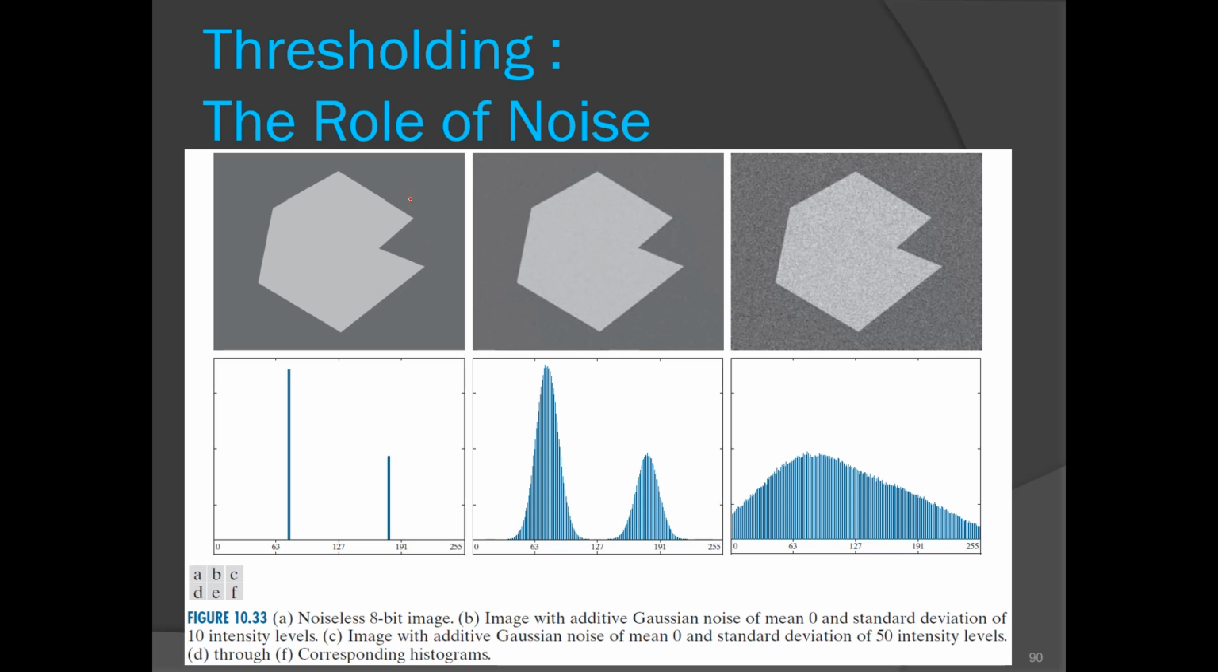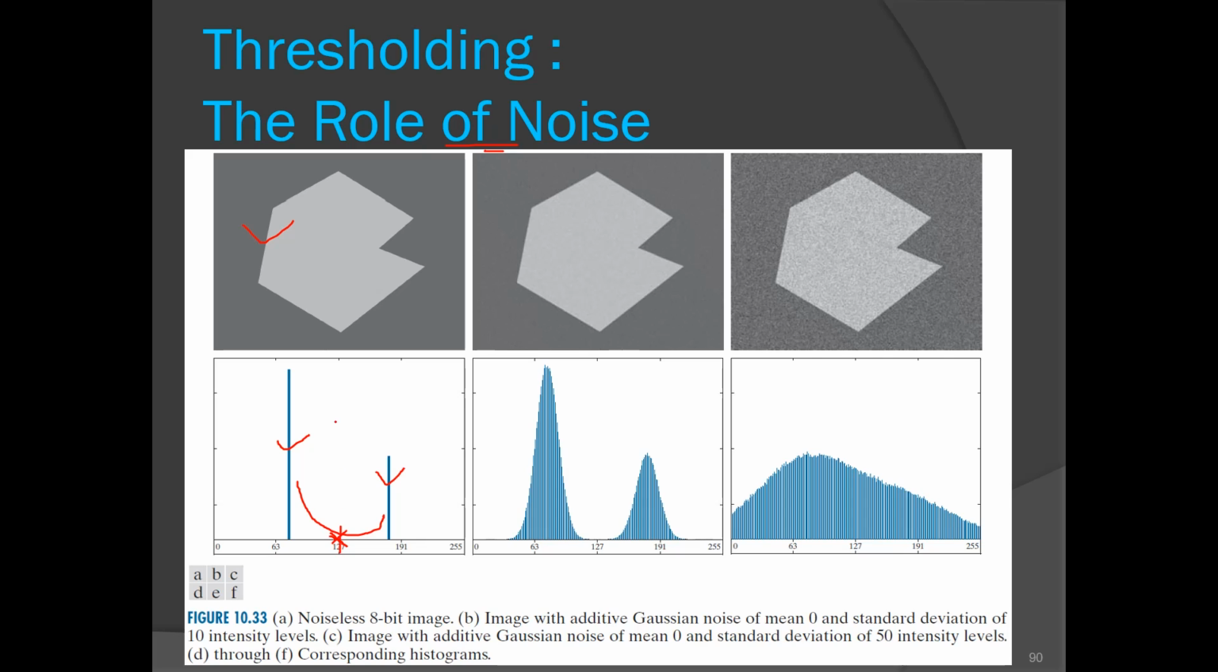Here we have the same example, showing the role of noise. This is the image with zero noise. As you can see, we are getting good spikes for the object and for the background, and this is our valley, and we can set the threshold.